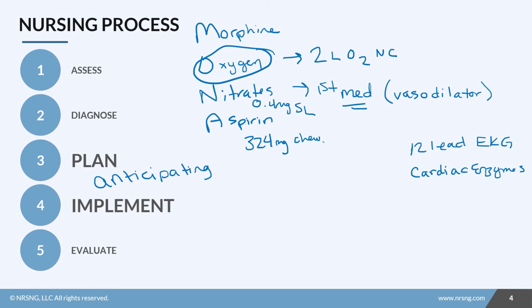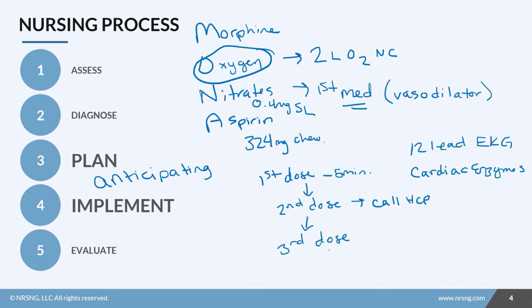Aspirins are usually chewable. And let's say we give this first dose of nitroglycerin and we wait 5 minutes and the patient's still in pain. So if we do that, we're going to give another dose. We're going to give our second dose. And at that point, go ahead and call the provider because clearly something's not going well. Clearly it's not really working like we expected it to, and we need to go ahead and initiate the process of getting them involved.